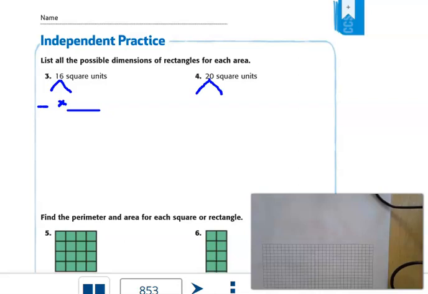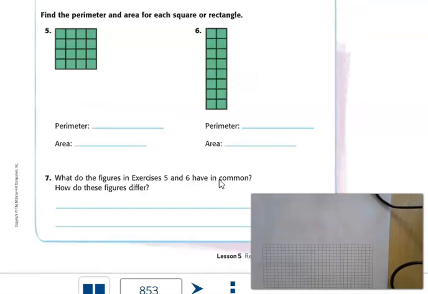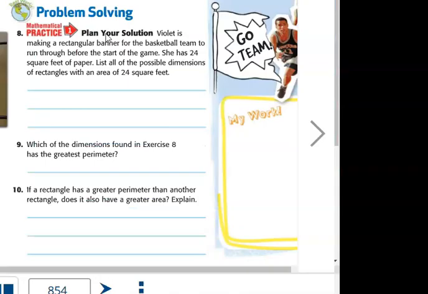Now looking at 5 and 6 is a little bit different. They have the shapes given to you, and you can count or you can do the algorithms, which you can refer back to, to find the perimeter and the area. And once you have done that, you will notice something. You will notice some things that they have in common and a way that they are different, and that's what number 7 is asking you to do. So find what is the same about these two shapes and what is different, and that's what you're going to do on the line.